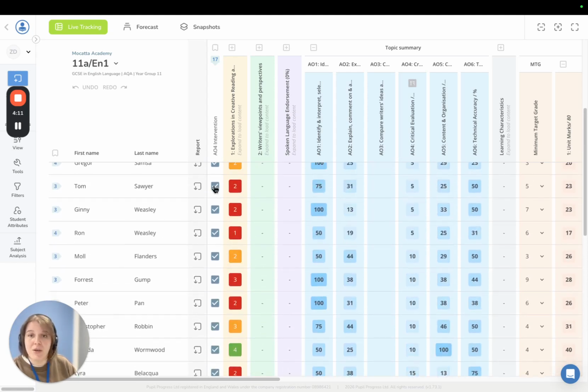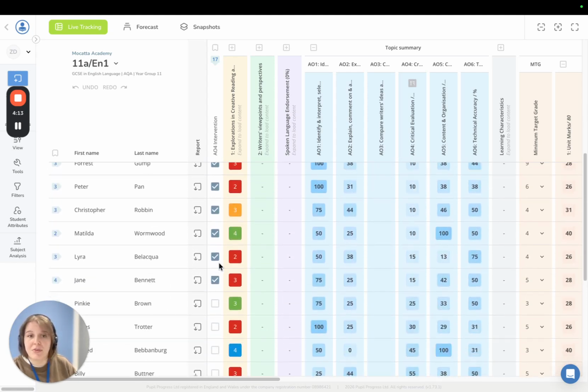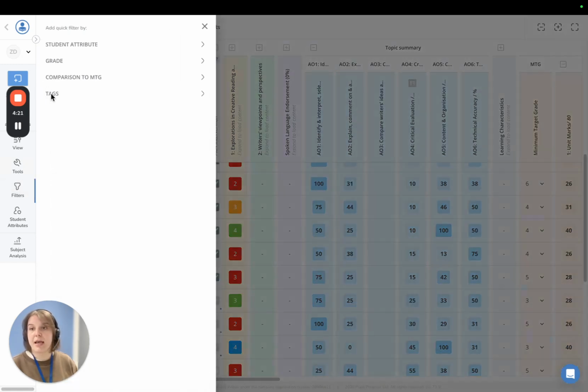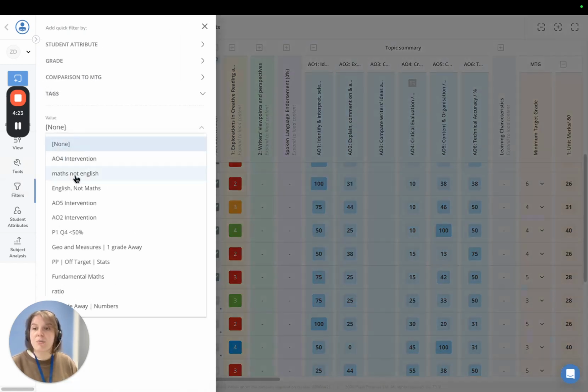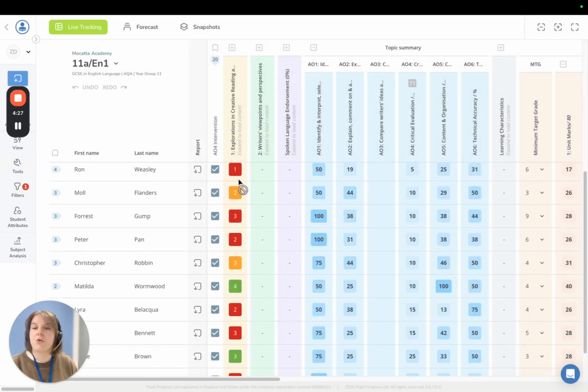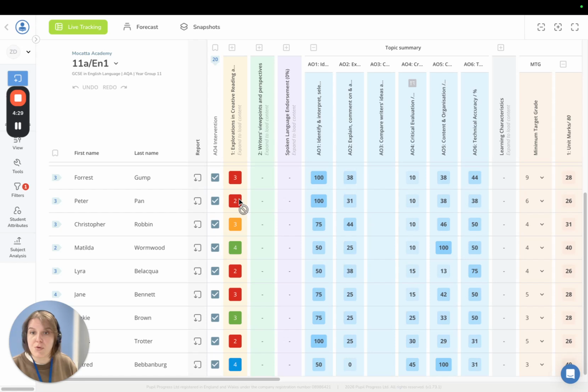And then we can tag all the students that require that intervention. Once these students have been tagged, we are able to keep track of this. So first of all, filters and bringing up our intervention group, which is essentially live at all times. So we've got a good view of who are the students that needed support in AO4.